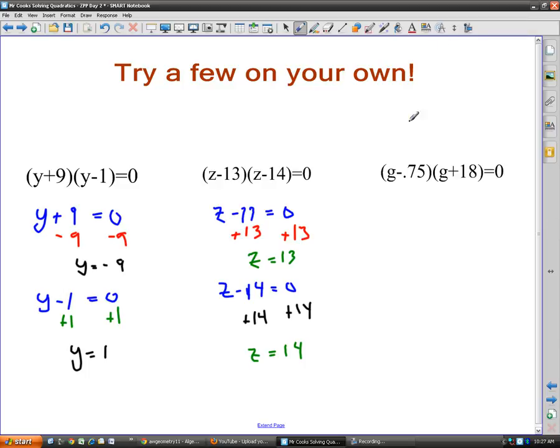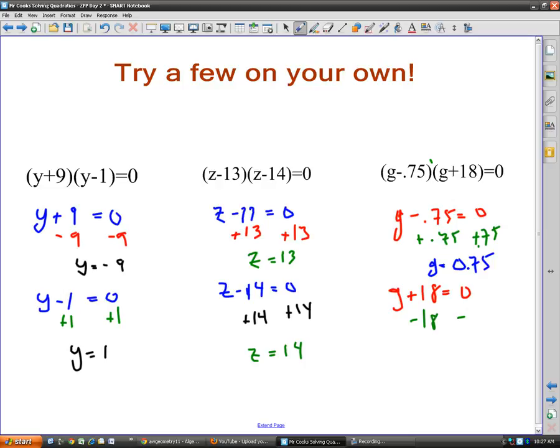Doesn't matter if it's a decimal or a fraction in there? No, not at all. So g minus 0.75 will equal 0, and g plus 18 will equal 0. If I add 0.75 across the equal sign, then g is equal to 0.75. In this case down here, if I subtract 18 across the equal sign, g will equal negative 18. So that's what the zero product property is all about.